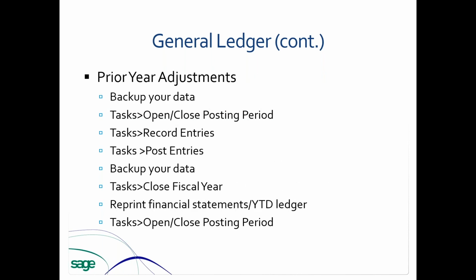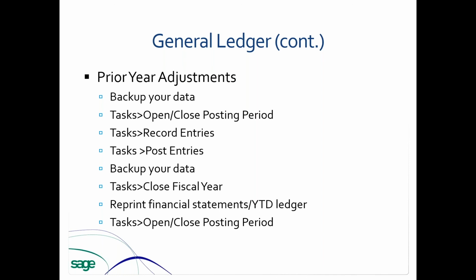Okay. Now, what happens if you have prior year adjustments? So my recommendation to you is that you close the year in the same time frame that you close your month. Even though you can hold your general ledger open, you can go 6 months into the future. Unfortunately, for reporting purposes, you can't run future financial statements. So the only report that you could get if you leave it open is a year-to-date ledger.